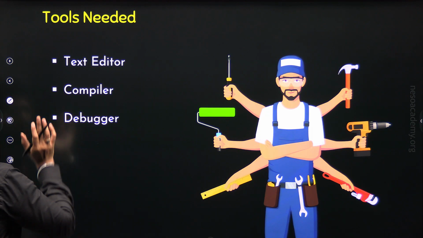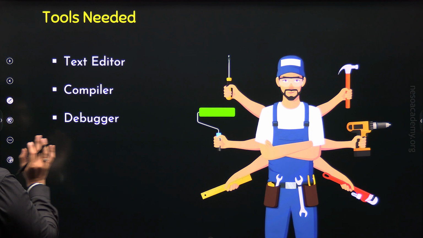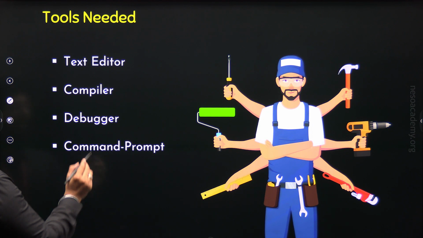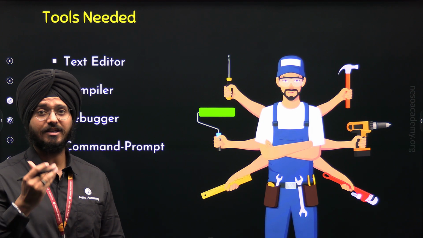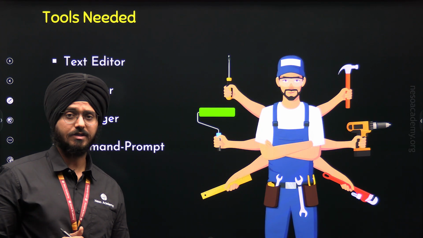So this is the third tool in the list. Now let's move to the fourth tool. The fourth tool is the command prompt. We need the command prompt for the purpose of displaying the output of the programs we write.